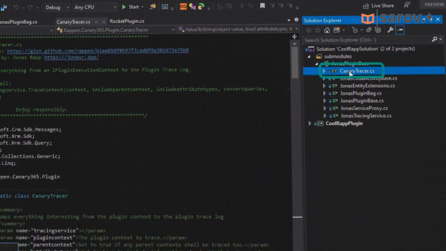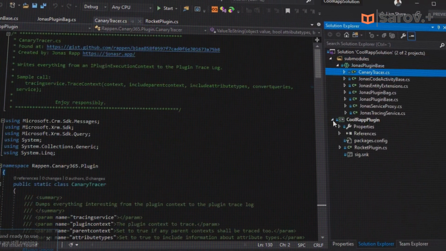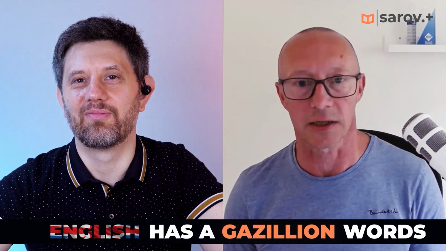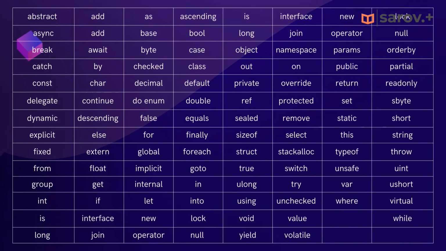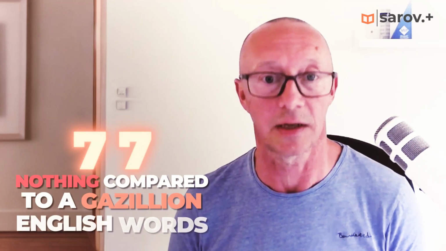Then I found it, and I opened a project that I was working on, and I was like, hey, this is easy. I mean, since Swedish has a million words and English has like a gazillion words, I was looking at C Sharp, it has like 77 keywords. Wow, true. 77 is like nothing compared to a gazillion English words.